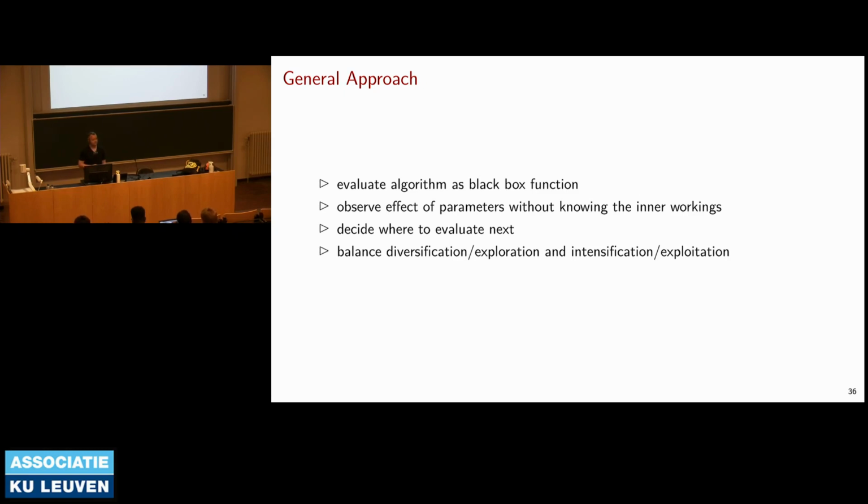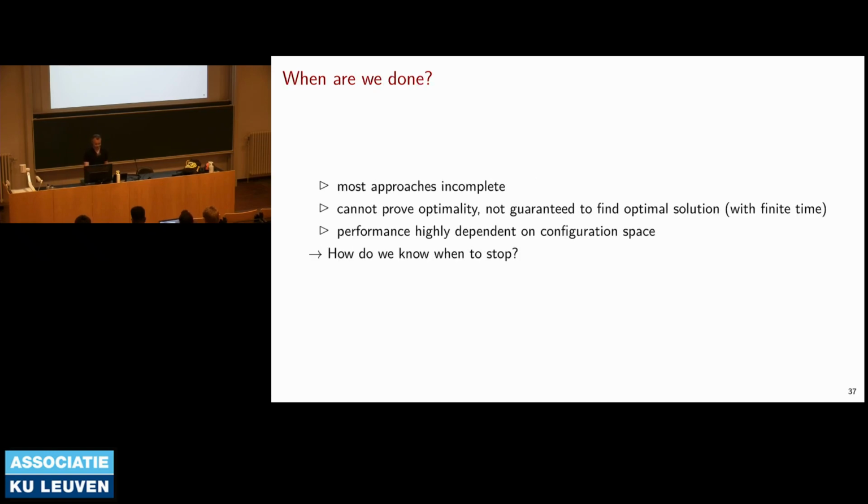In particular, we have to balance diversification or exploration and intensification or exploitation. So essentially, to what extent do I want to focus on parts of the parameter space where I have observed good performance versus going to other parts of the parameter space where I know nothing. So there might be something good there, but maybe there isn't. So we have to trade off these different things.